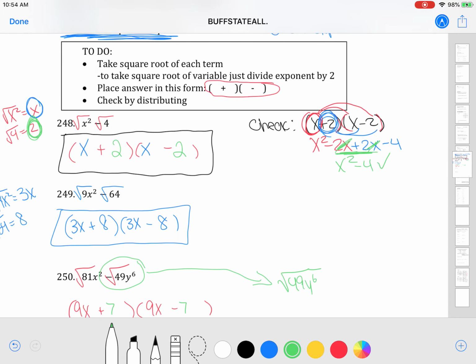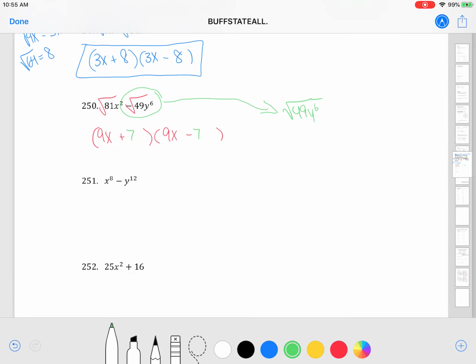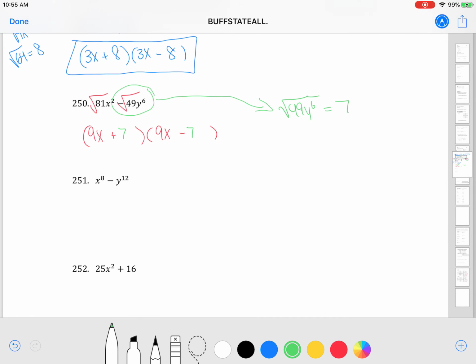Now the y to the 6th, I'm going to bring you back up to the top and want you to look right here. It says to take the square root of a variable, just divide the exponent by 2. So 6 divided by 2 is 3. So that y to the 6th is going to become y to the 3rd. When I have y to the 3rd times y to the 3rd, remember what we did in the beginning today. If there's 3 here and 3 here, that's going to get me 6 total. So y to the 3rd times itself gets me that y to the 6th that I needed to become. So 7y to the 3rd is going to go in this space.